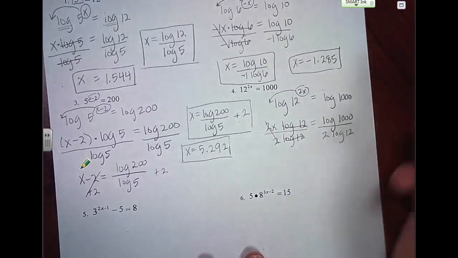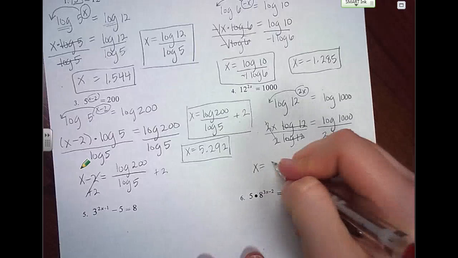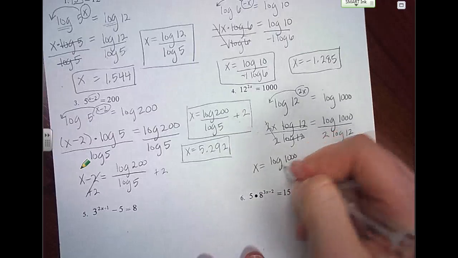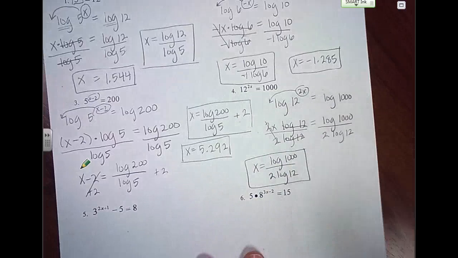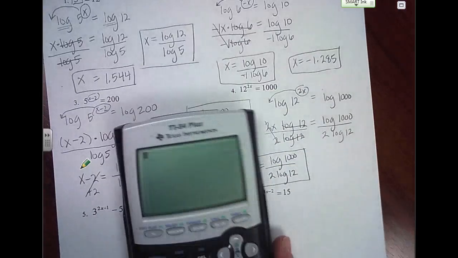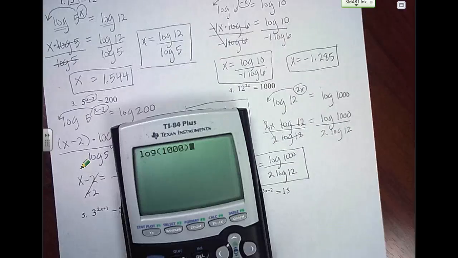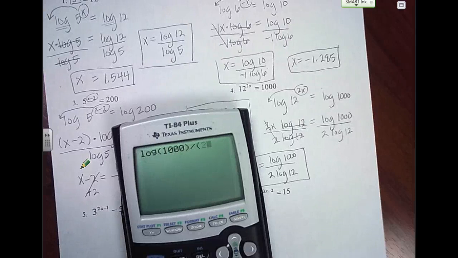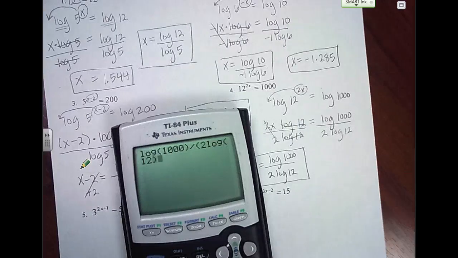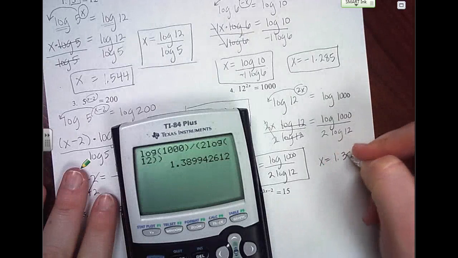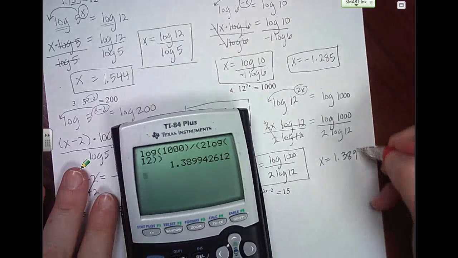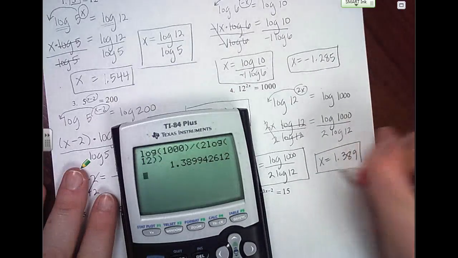So calculator ready form would be x equals log 1000 divided by 2 log 12. But in your calculator, you have to be careful. Make sure, again, log 1000 divided by parentheses 2 log 12. So x equals 1.389. That would round up, but you can leave it like that.